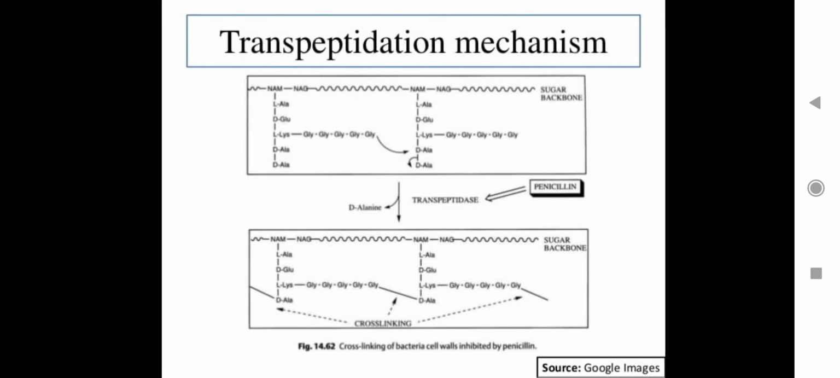The transpeptidation mechanism is written here. The transpeptidase creates the cross link between the individual polysaccharide chains. The penicillin inhibits the transpeptidase, which is also called penicillin binding protein.